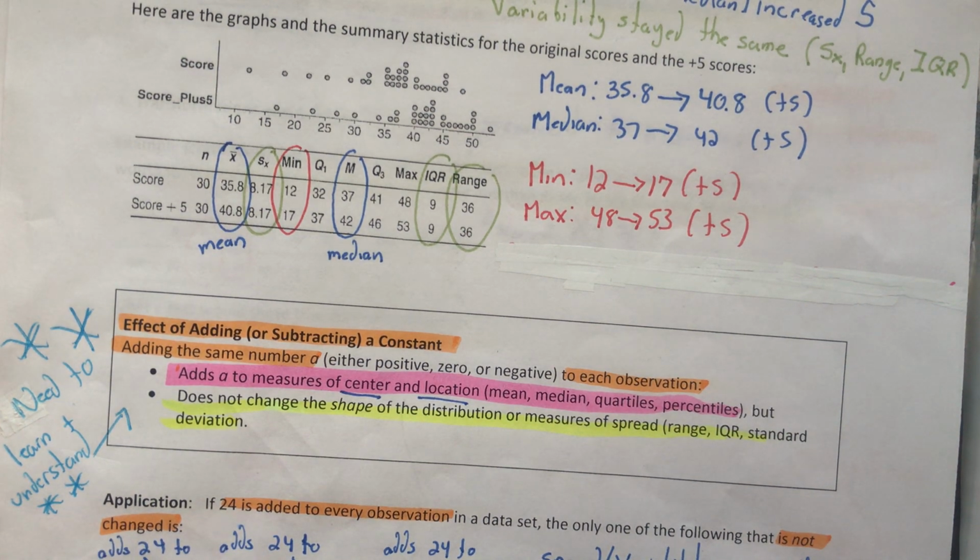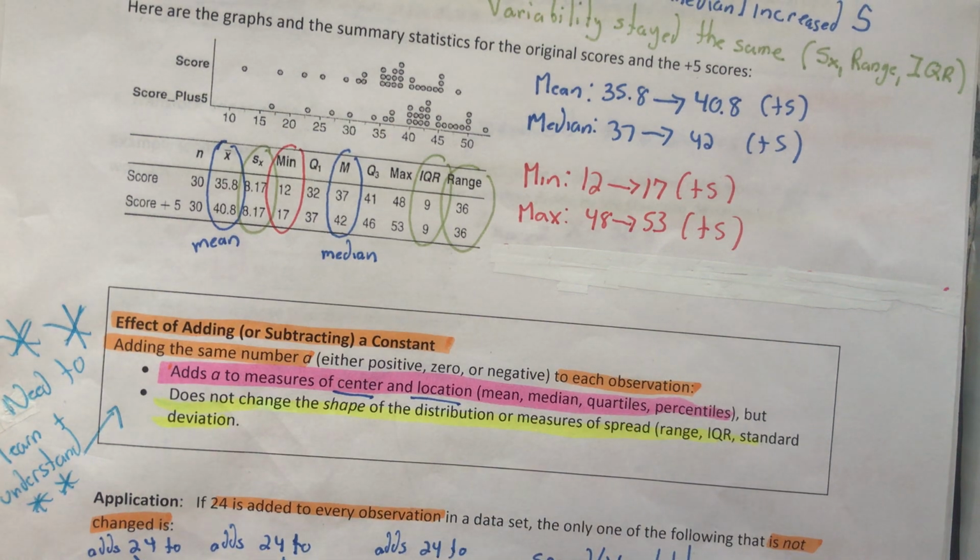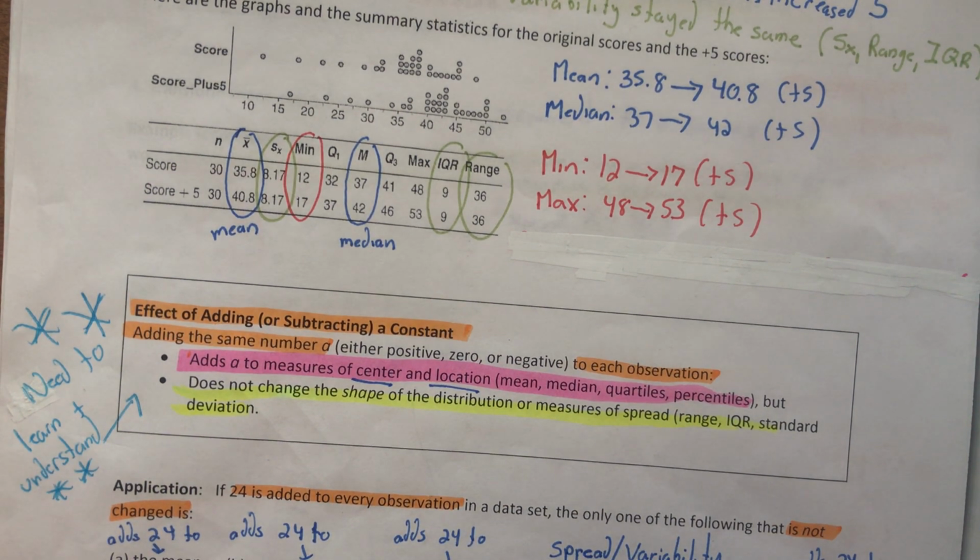We saw, though, that when we add or subtract a constant number A to our original data values, it does not change the shape of the distribution or the measures of spread. This is something that you need to know and understand, so definitely make sure you summarize this at the end of your notes.